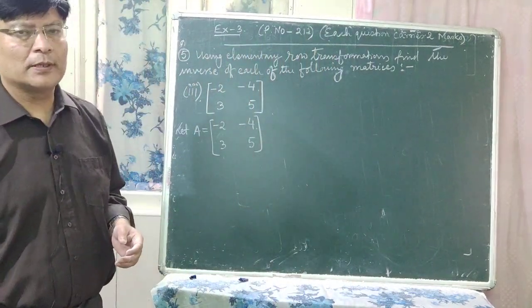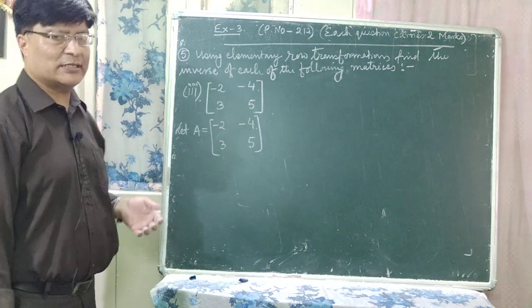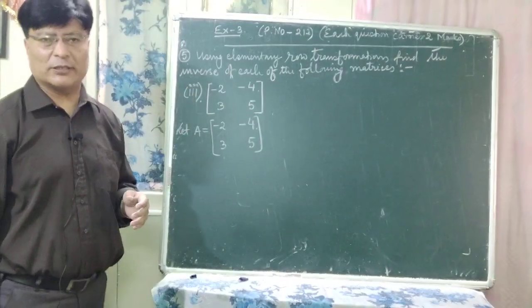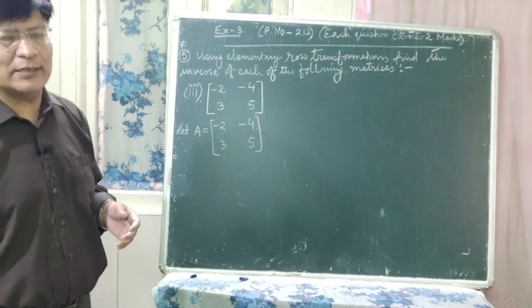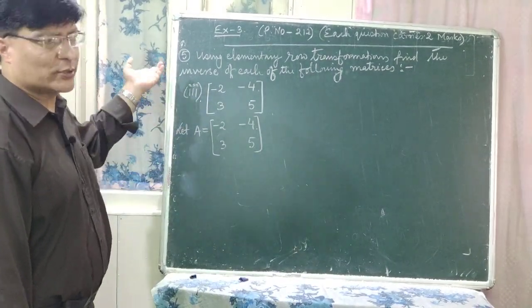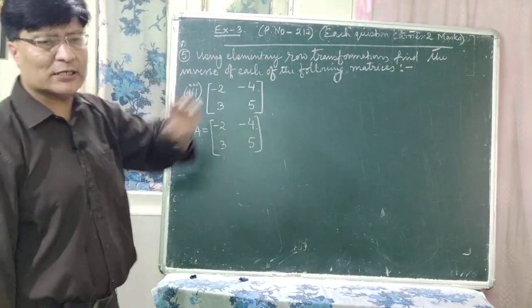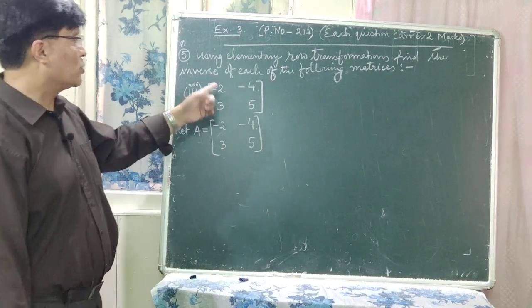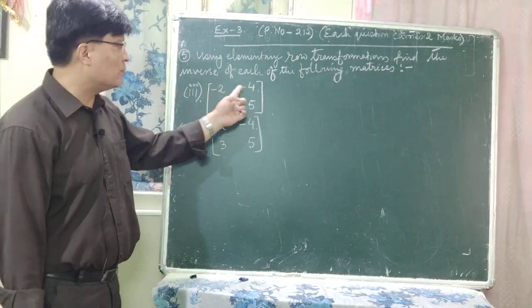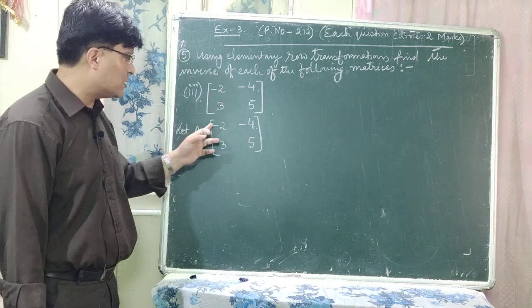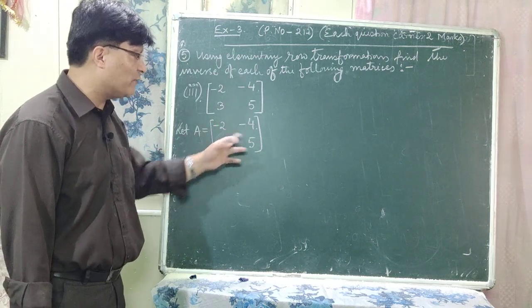So now I am doing the next problem, but I am doing a similar type of problem out here so that you can easily understand it. Okay. So question number 5 is, again this is question number 5. Using elementary row transformation, you have to find out the inverse of the given matrix. So this is the given matrix out here. Minus 2, minus 4, 3, 5. So let us assume it as, let capital A is equal to minus 2, minus 4, 3, 5.